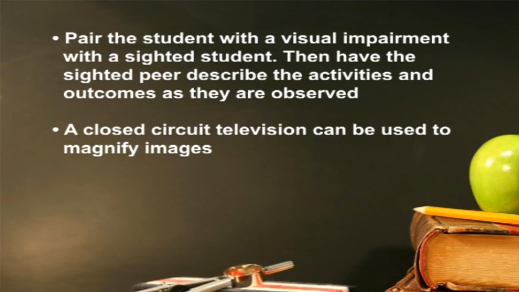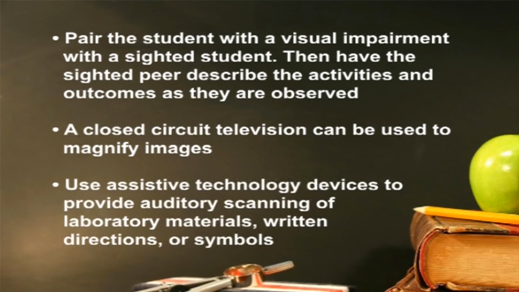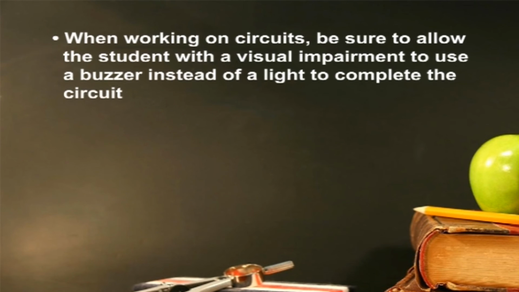A closed circuit television can be used to magnify images. Use assistive technology devices to provide auditory scanning of laboratory materials, written directions or symbols. When working on circuits, be sure to allow the student with a visual impairment to use a buzzer instead of a light to complete the circuit.